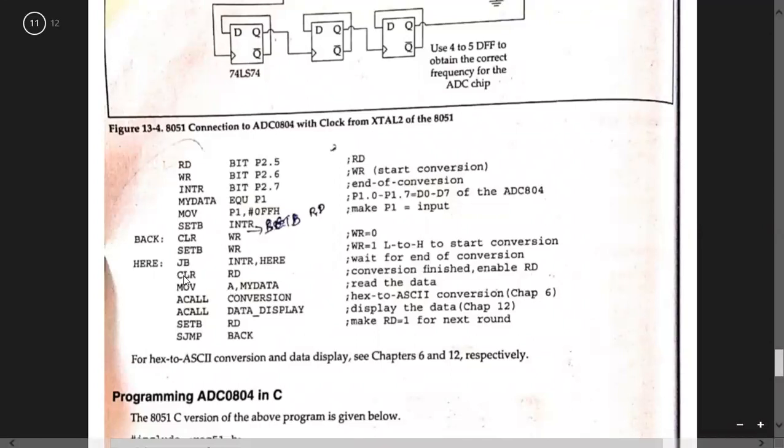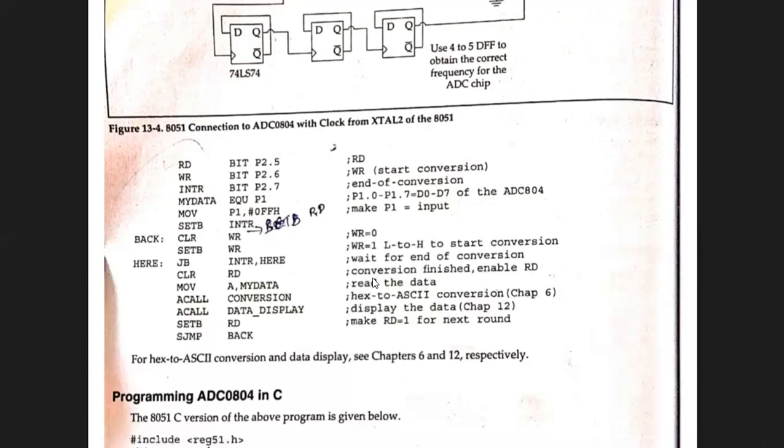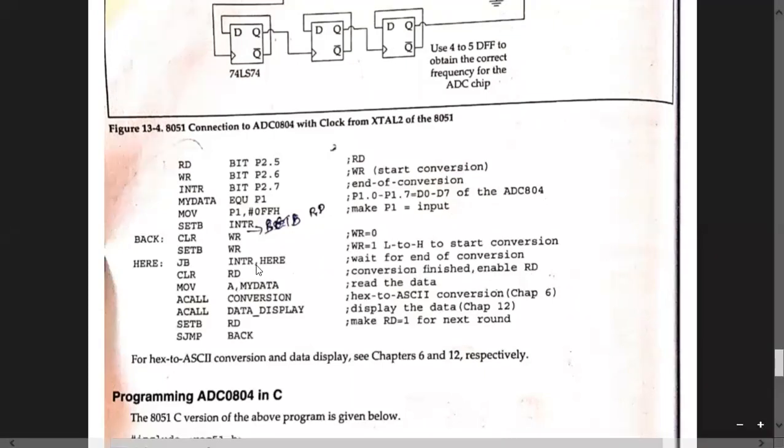So we have to clear the RD, right? We have to clear the read command. Can you see the step? Once the RD command is cleared, the conversion has happened and we can take the data out. The data is there, stored in the port, and the port is connected to my data.